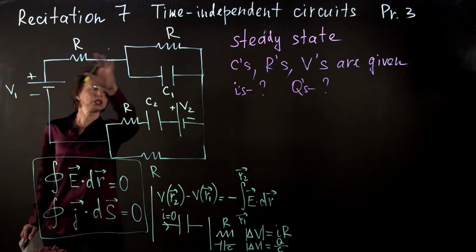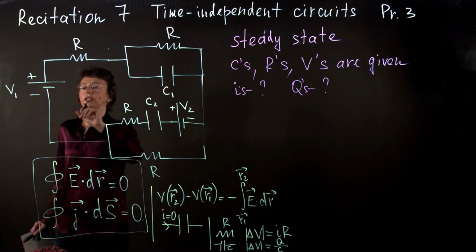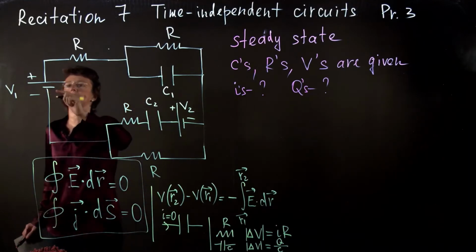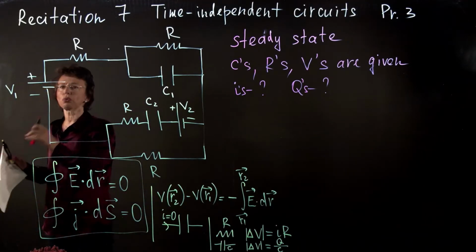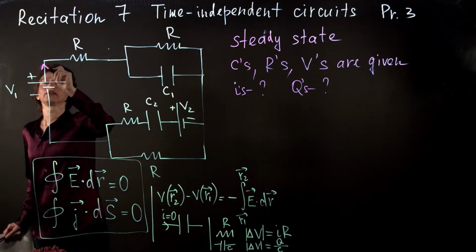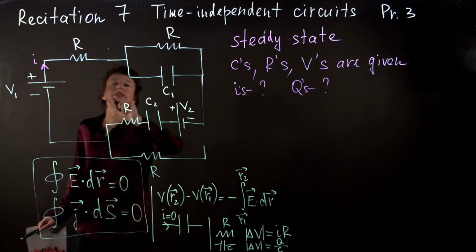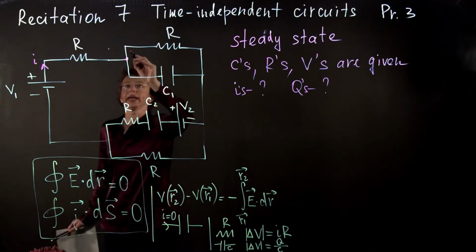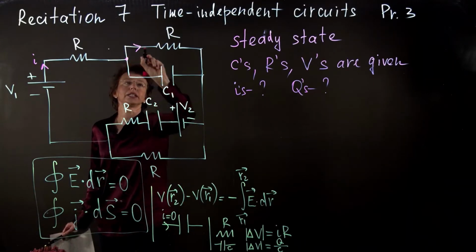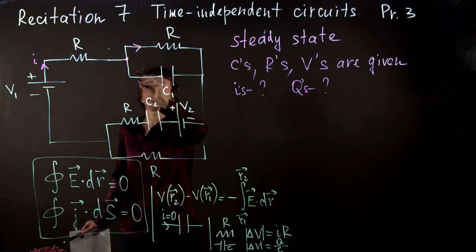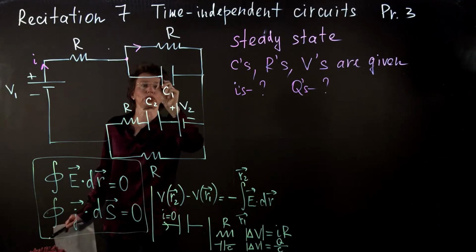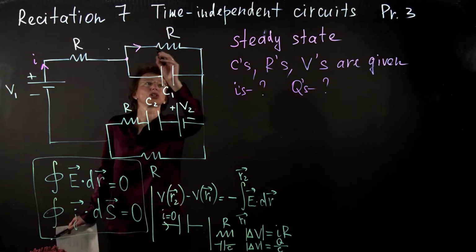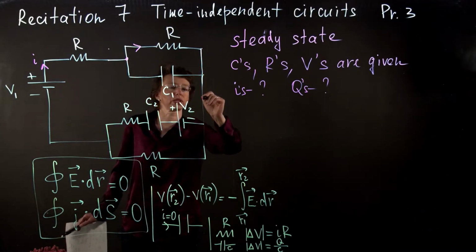First of all, we need to choose the direction of current. We have two batteries, V1 and V2. I will start with this battery. So we will have current I flowing in this direction. Then it comes to this junction, and it continues going this way. I remind you that current through the capacitor in steady state is 0. So this is not really a junction. Current keeps flowing this way.